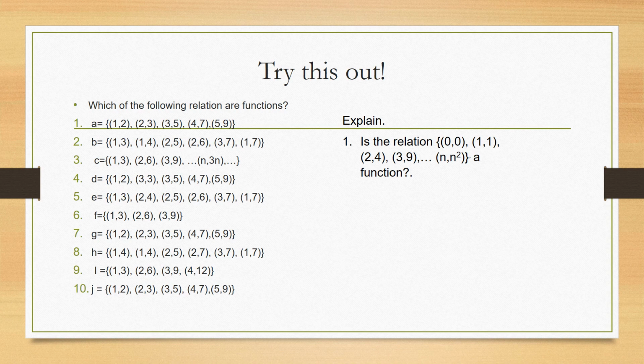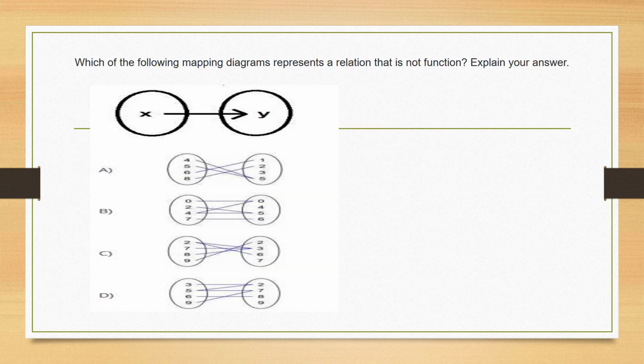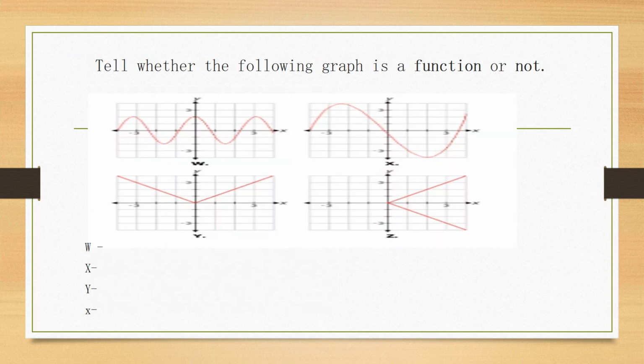You will be given an answer sheet and you will solve the following problems and show your solution. For number 1, which of the following relations are functions? And you need to explain this. Explain if the relation with ordered pairs (0, 0), (1, 1), (2, 4), (3, 9), ..., (n, n squared) is a function. Then lastly, you are going to identify which of the following mapping diagrams represents a relation that is not a function, and then you will explain your answer.